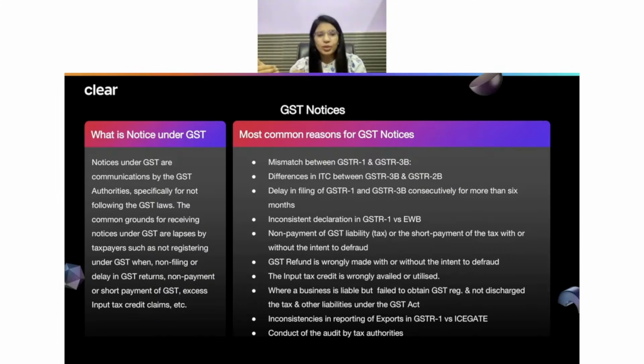So maybe in that subsequent month when you have claimed it, the ITC you have shown is more than what is even reflecting in 2B, but maybe in the previous month it was less. So because of these timing differences, there can be a discrepancy between what is coming in 2B and the 3B. So in such scenarios there would always be a discrepancy between 2B and 3B.